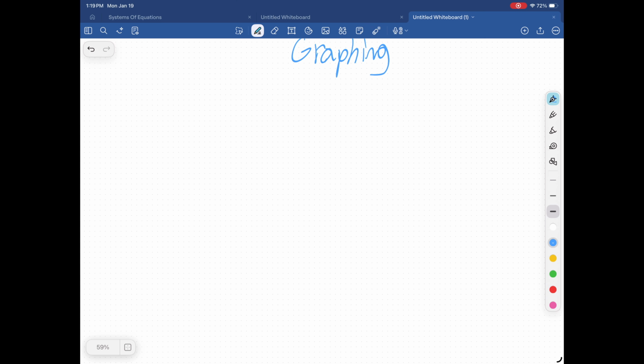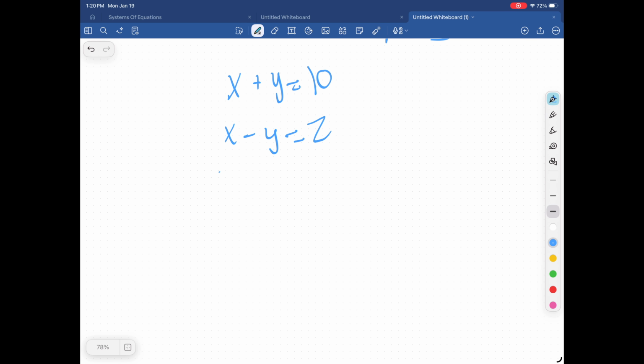So we haven't done this one yet. We're going to do x plus y equals 10 and x minus y equals 2. You might recognize this equation from the elimination, or it might be similar, but either way, we're going to solve for y to make it easier. So on the top, we're going to have 10 minus x equals y, and on the bottom, we're going to have x minus 2 equals y.